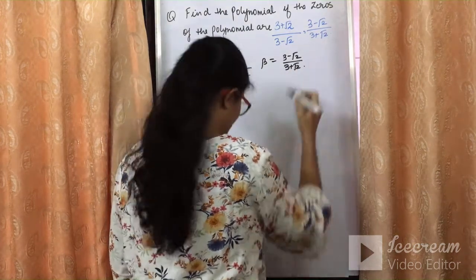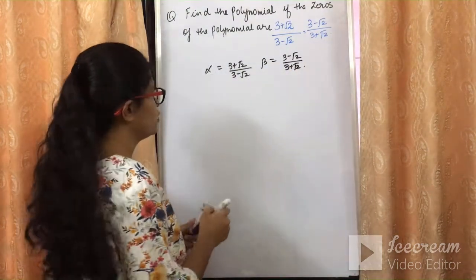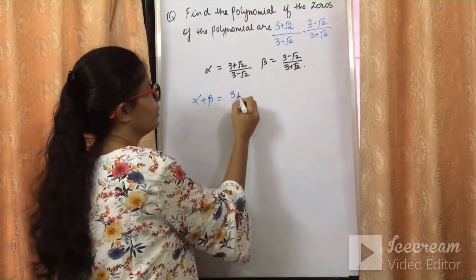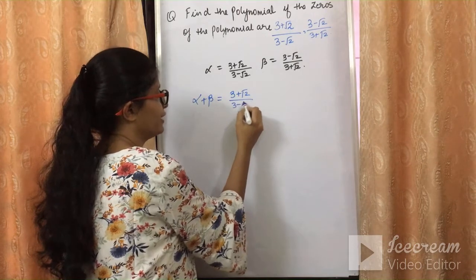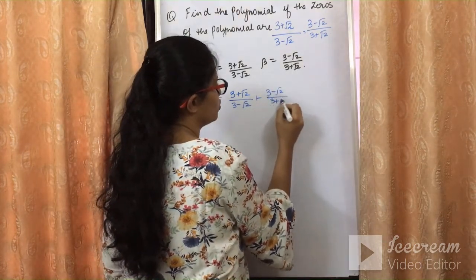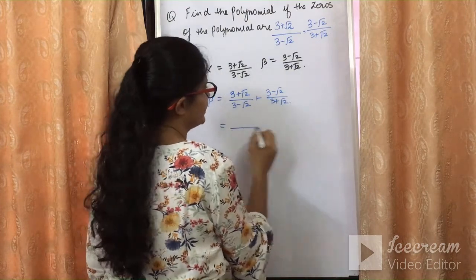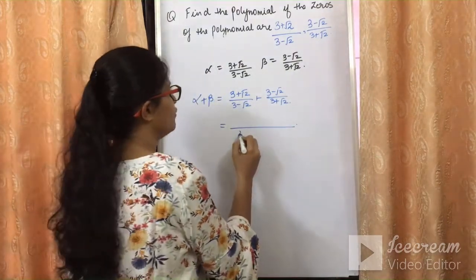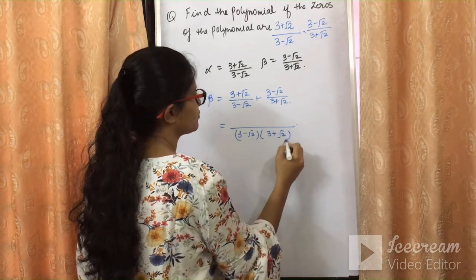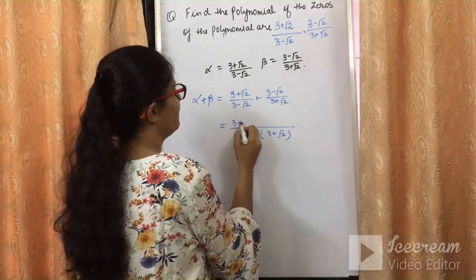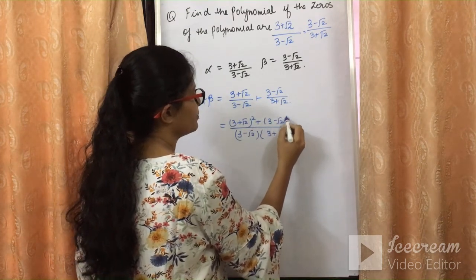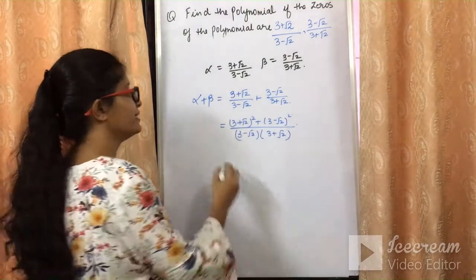सबसे पहला स्टेप क्या करना है, sum of zeros निकालेंगे. Sum of zeros will be alpha plus beta, and it will be (3 plus root 2) upon (3 minus root 2) plus (3 minus root 2) upon (3 plus root 2). What we will do, we will take the LCM of it. If we take the LCM, you will get (3 minus root 2) into (3 plus root 2) in the denominator, and the numerator would be (3 plus root 2) का whole square plus (3 minus root 2) का whole square. So this would be the LCM.